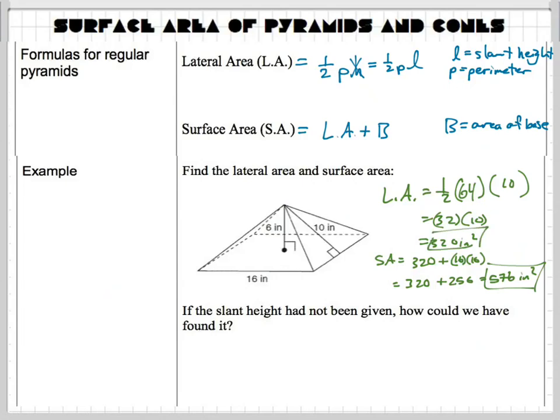Okay. Hey, I have a question for you guys. Now, this is going to happen a lot for your problems. What if the slant height wasn't given to you? How could we have found it? You see the slant height right here? What if it wasn't given to you? How could you find it?